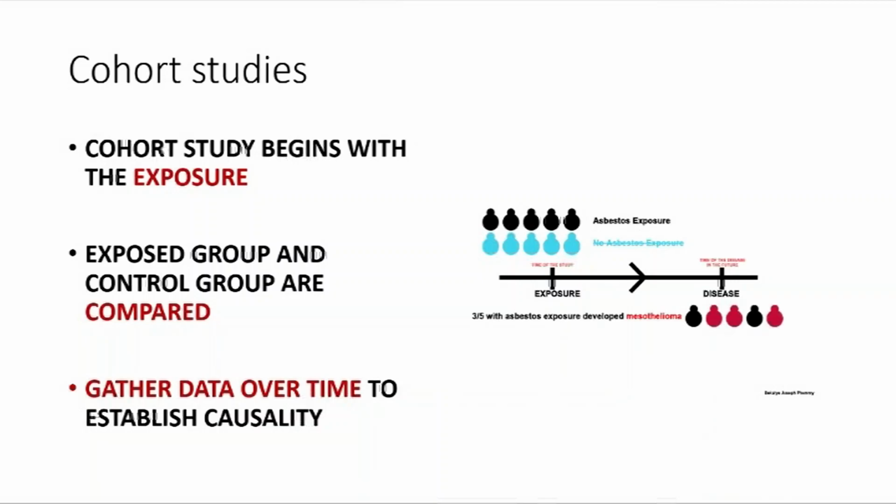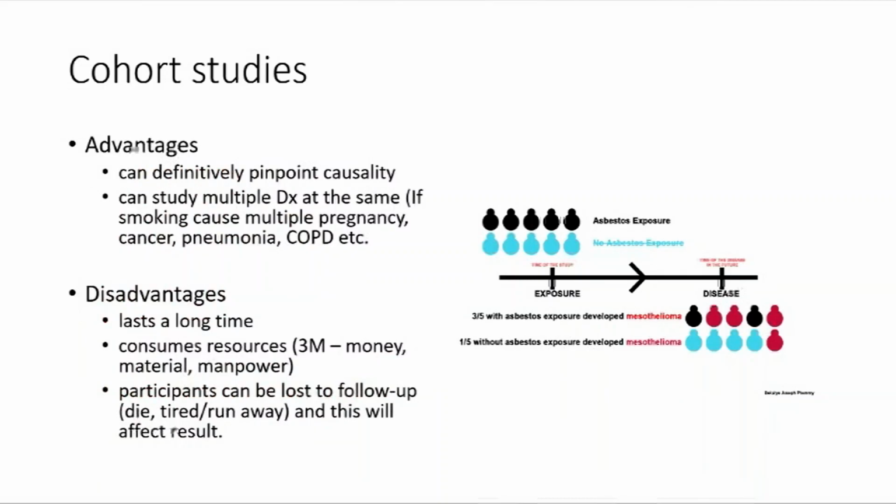Then you found out that after 10, 15, or 20 years in your study, 3 out of 5 people with asbestos exposure developed mesothelioma, whereas only 1 without asbestos exposure developed mesothelioma. So you can infer that, okay, asbestos is a risk factor for mesothelioma.